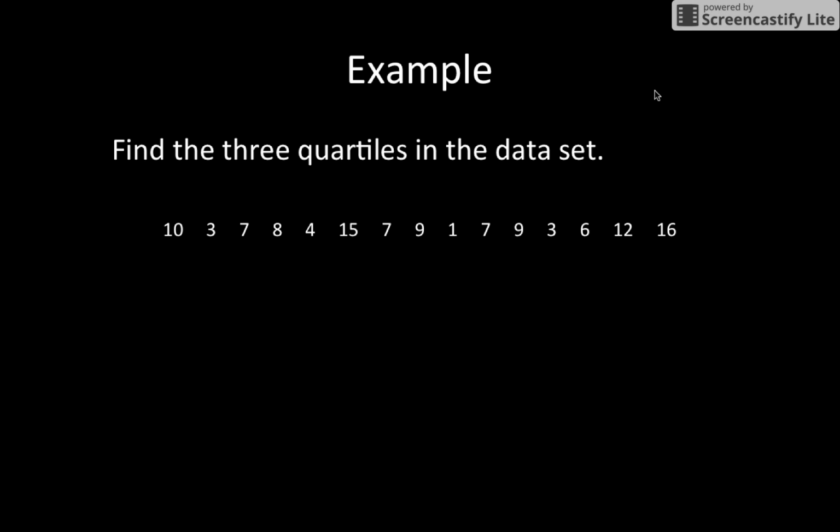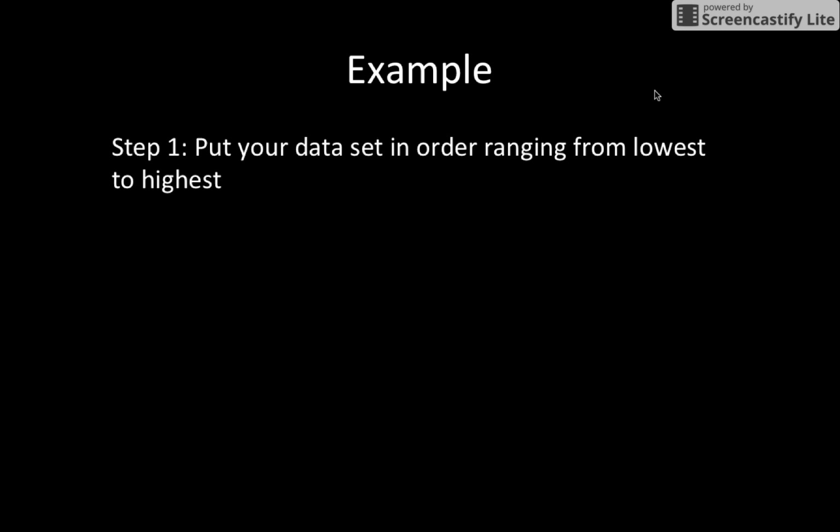For example, find the 3 quartiles in the data set. I've used the values of 10, 3, 7, 8, 4, 15, 7, 9, 1, 7, 9, 3, 6, 12, and 16. The first thing that you want to do is to put your values in order ranging from the lowest to highest.